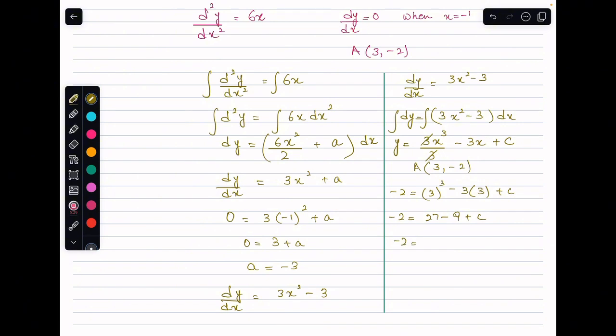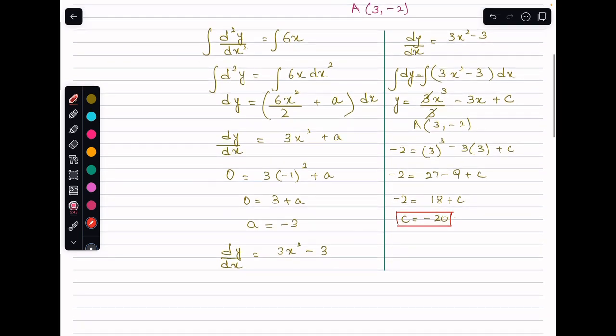Or negative 2 shall be equal to 18 plus c, or I can say the c value is negative 2 minus 18, giving me negative 20. So this is the c value that I have here. And from here, I should be able to get my equation of the curve. The equation of the curve here is going to be y equals x cubed minus 3x minus 20. So this then shall be the equation of the curve and the answer to this question.